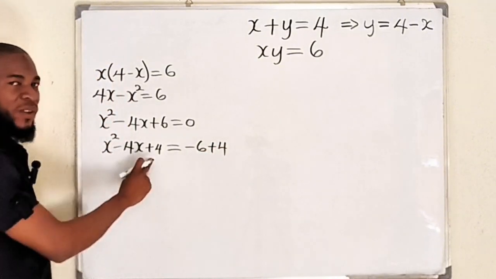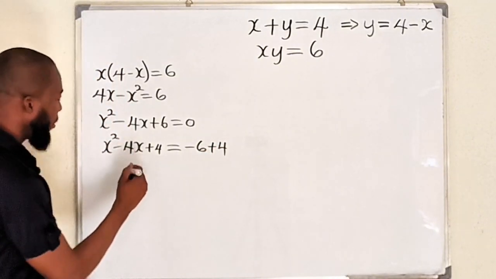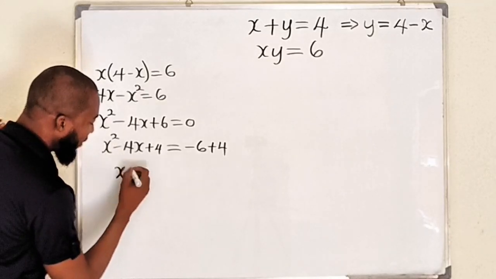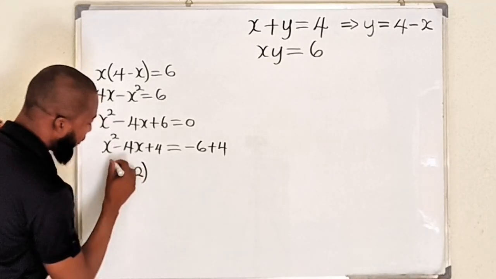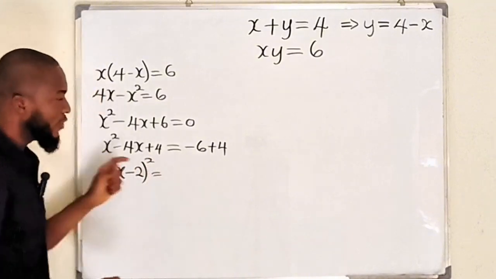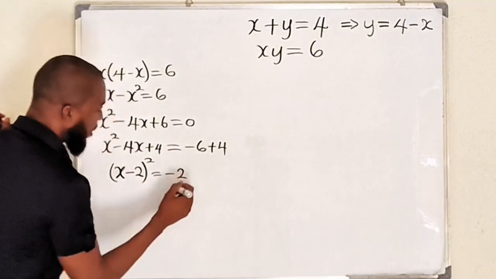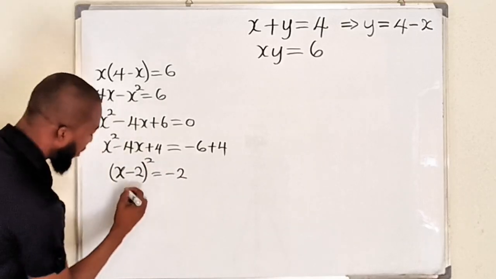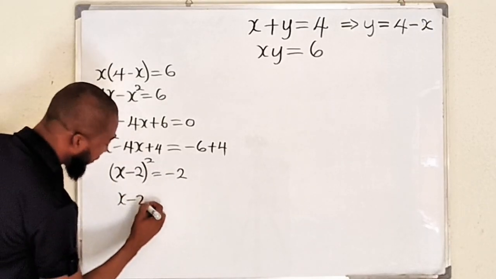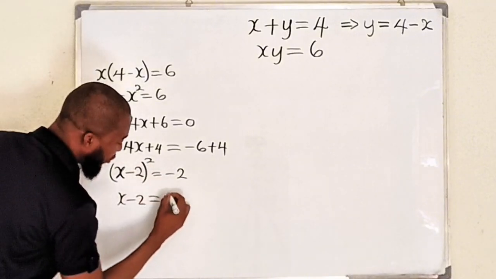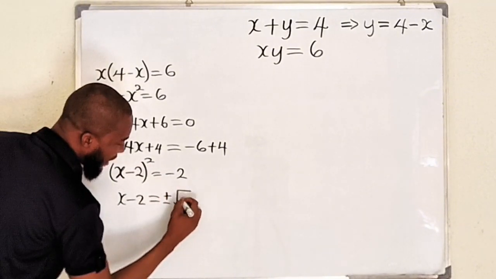This is now a perfect square quadratic expression that can be factorized as x. Half of this is minus 2, right? Then you square everything. This is equal to negative 6 plus 4, which is negative 2. Take the square root of both sides. You have x minus 2 on the left, because the square root will cancel this power of 2. This is equal to plus or minus the square root of negative 2.